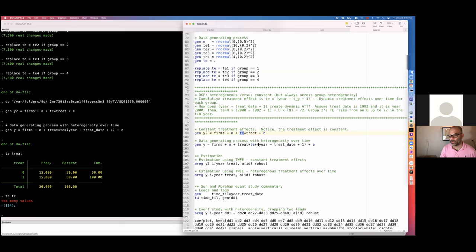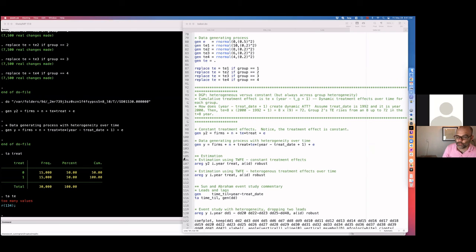And then what we're going to have here is the dynamics. We're going to put some dynamics into this. What this means is that for every additional year treated, that's year minus treat date plus 1, the treatment effect increases. So if it's 1986, this is 1986 minus 86 plus 1, that'll equal 1, and TE equals 10 times 1. So in 1986, treatment effects are 10, 1987, treatment effects are 20, 1988, treatment effects are 30, and so forth.